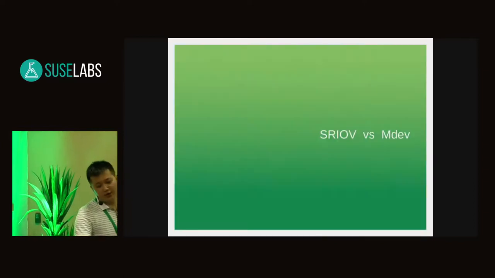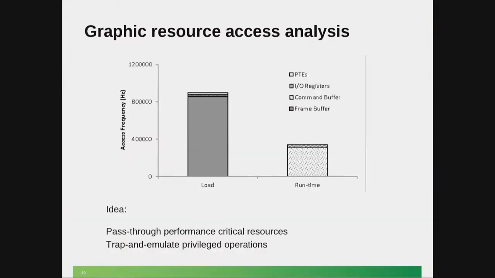So now let's get into the real stuff, the SR-IOV and MDV. So why are there these two different implementations and they're both good? It comes back to an analysis done by a Phoronix test suite for all the GPU access. For the GPU resources, earlier we know there's MMIO and IO and a page table, and memory for the command, memory for the frame buffer. According to their experiment benchmark, they found that from the load initialization stage, most work is done by the frame buffer. And from the runtime, most workload is consumed by the command buffer.